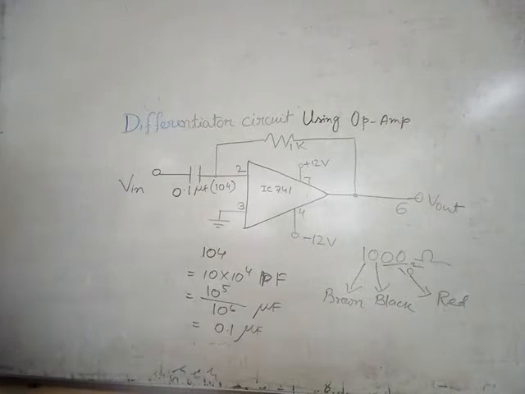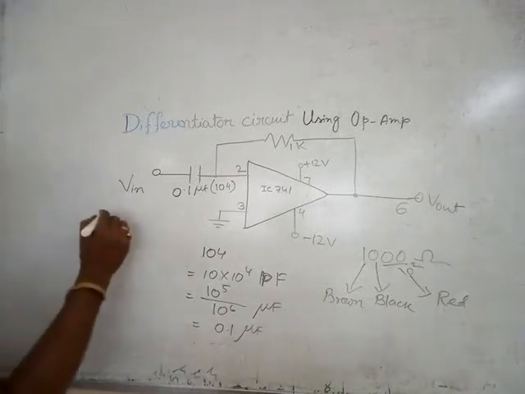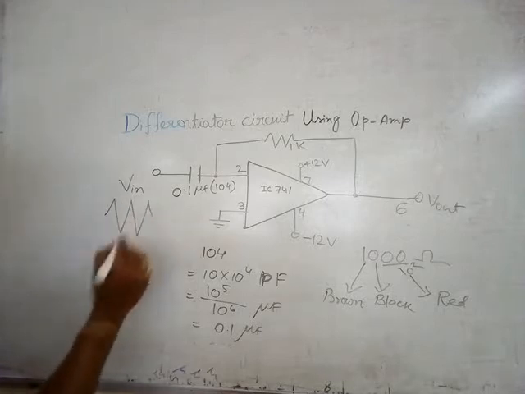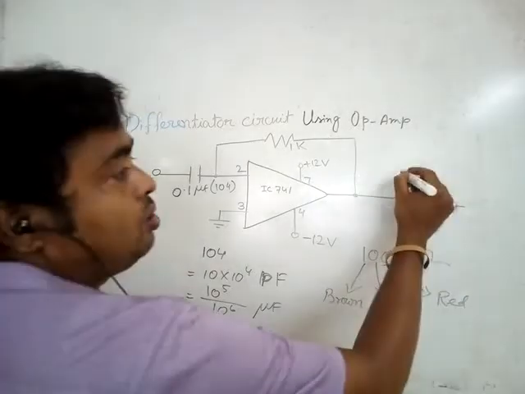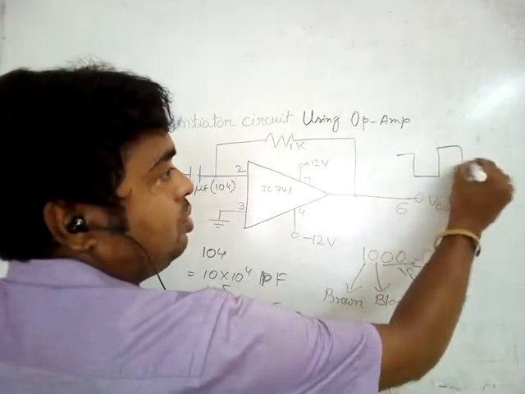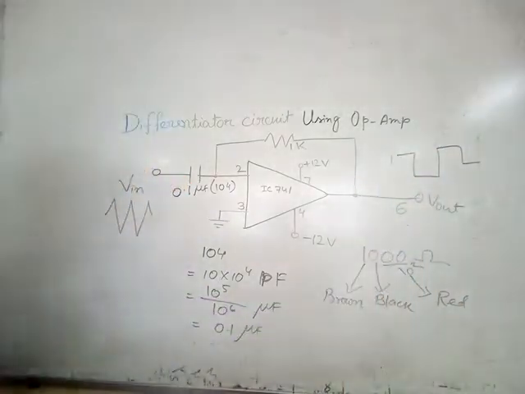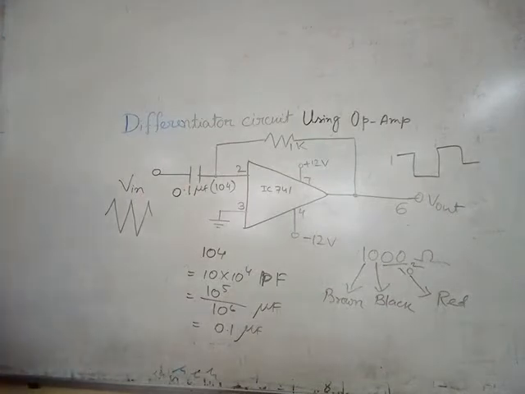So differentiator, what is the principle? If we give a triangle waveform in the input, then we can get a square pulse output. So it is the opposite of the integrator circuit. Now check in the kit.